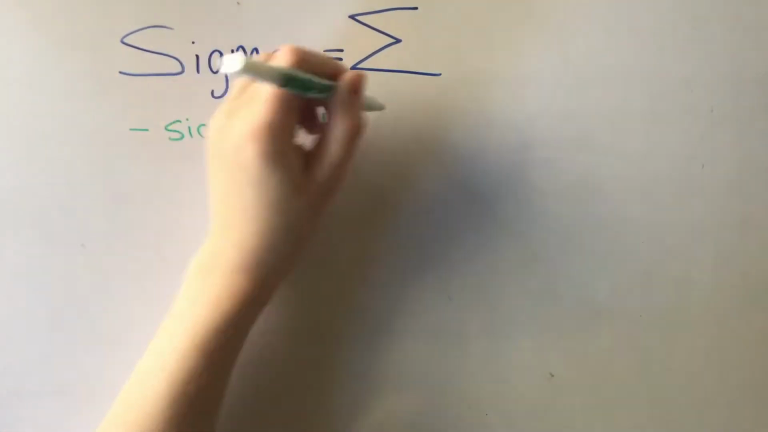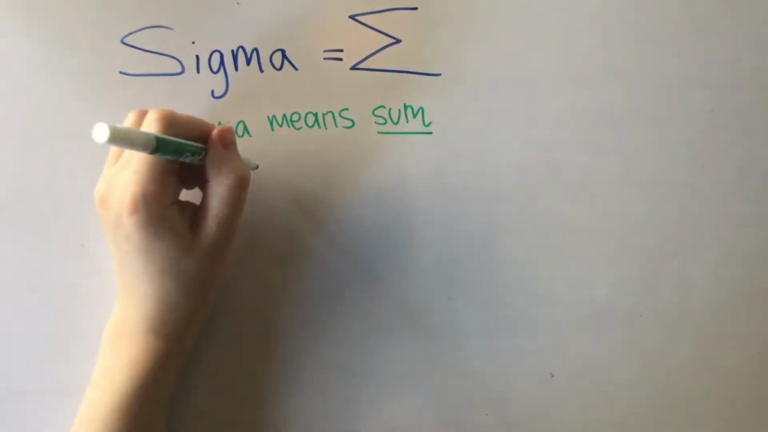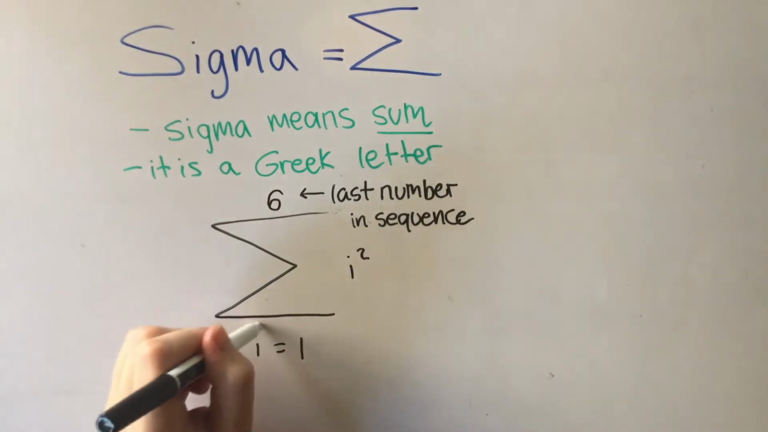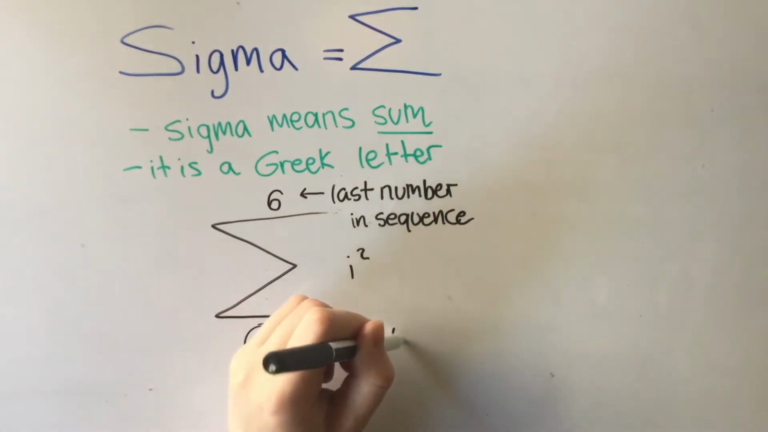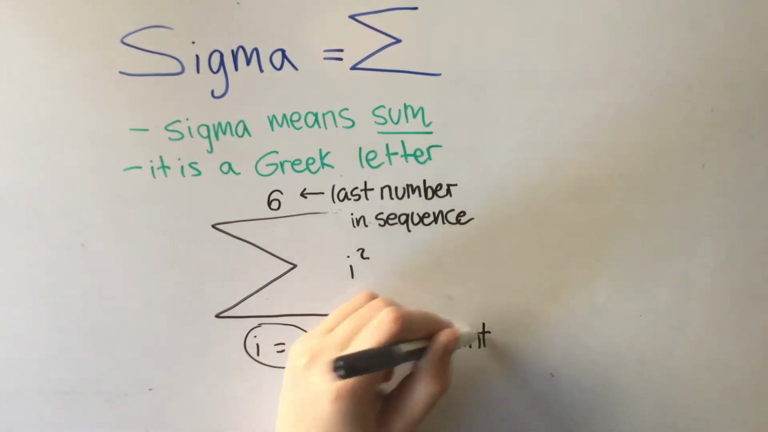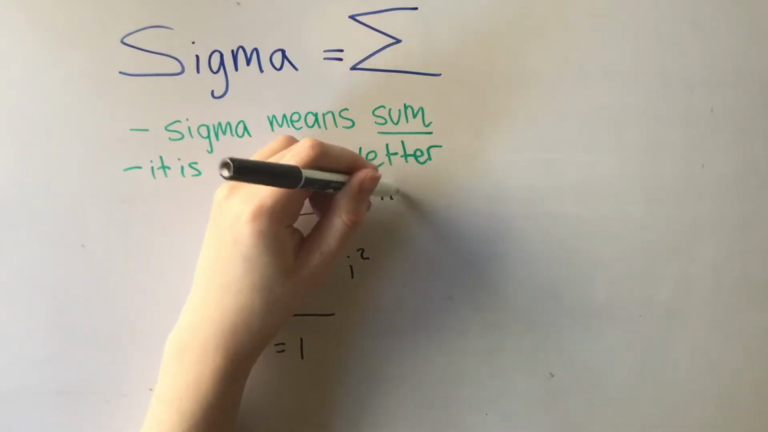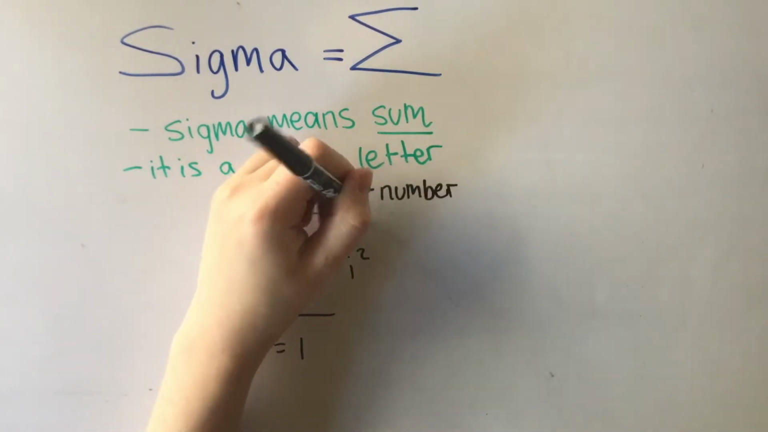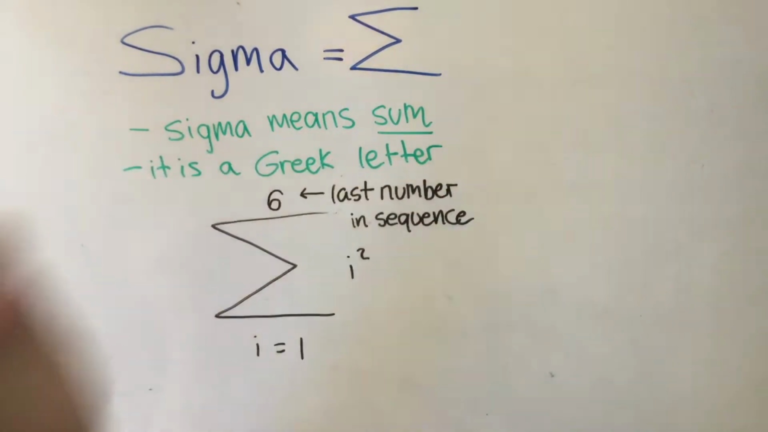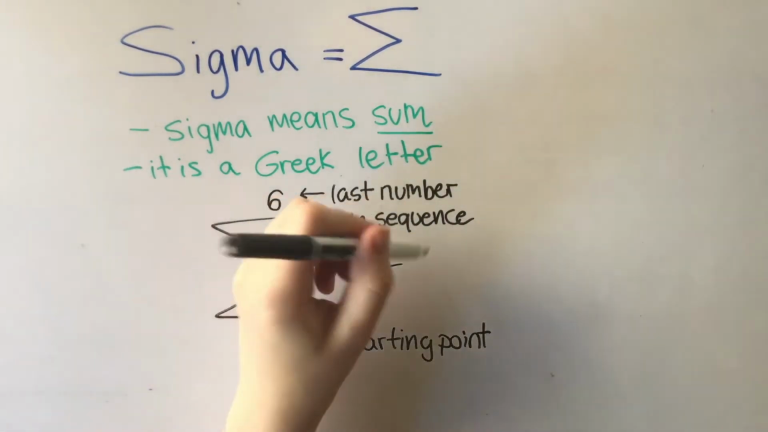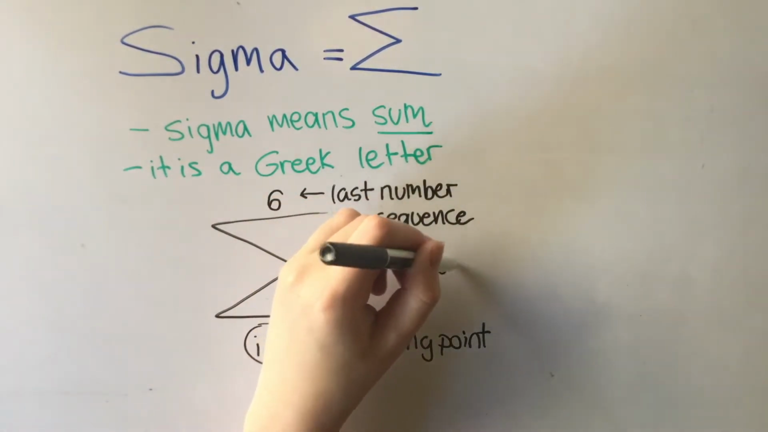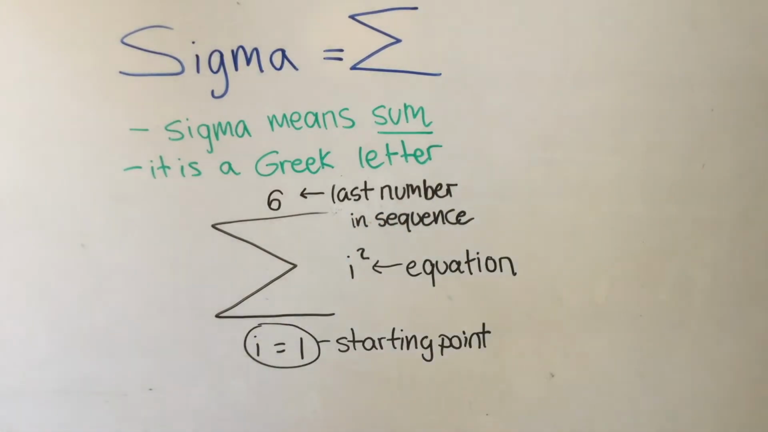Sigma is a Greek letter and it means sum. In the example below, we see that the starting point is i equals 1, so 1. Whatever is at the bottom of the sigma is going to be the starting point. The last number in the sequence is always going to be on the top, and in this case, it's 6. The equation is in the middle, which is i squared.